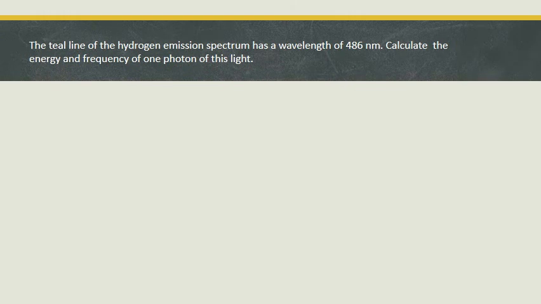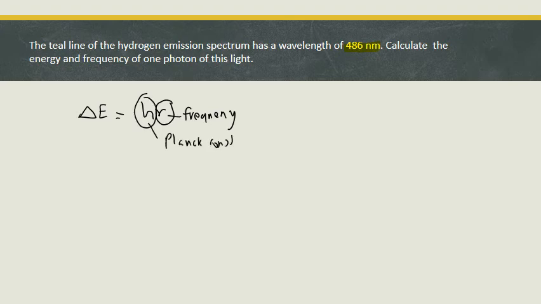Okay, the thin line of the hydrogen emission spectrum has a wavelength of 486 nanometer. Calculate the energy and frequency of one photon of this light. It asks for energy and also frequency. To get energy and frequency, we can use the formula delta E equals Hv, where v is our frequency and H is the Planck constant. Now the frequency is not given yet, so how do we calculate delta E? That's why we have to expand the formula.